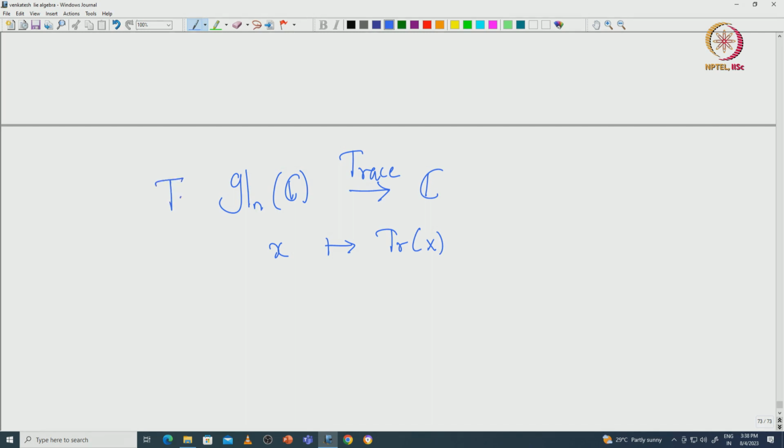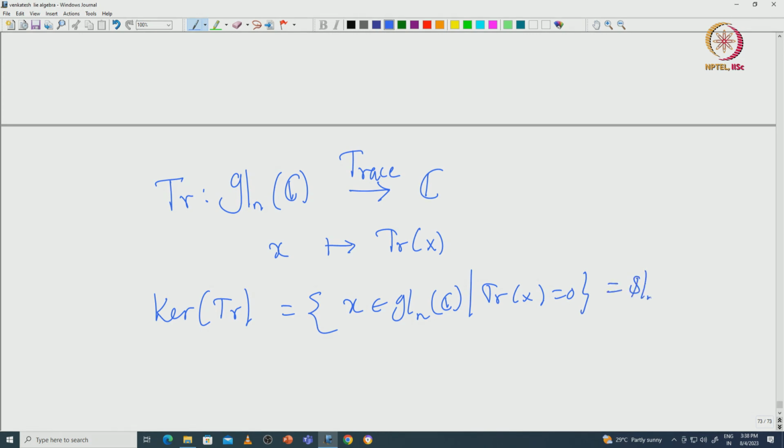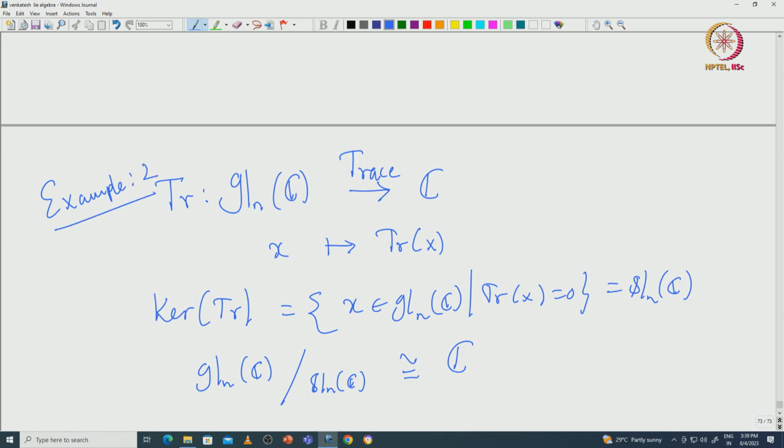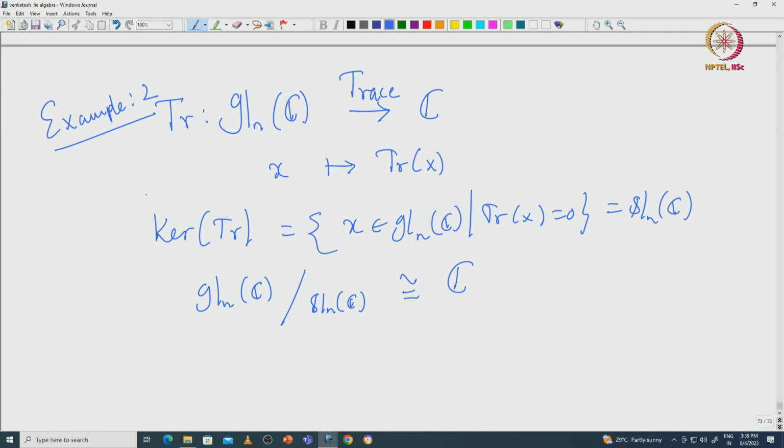Then what is the kernel of this trace map? The kernel of this trace map is nothing but those x in GL(n, C) such that trace of x is 0, which is nothing but SL(n, C). Then using the first isomorphism theorem, we see that GL(n, C) modulo SL(n, C) is isomorphic to the one dimensional abelian algebra C. So, this is example 2. We will see some more examples later, but we will stop with this particular example.